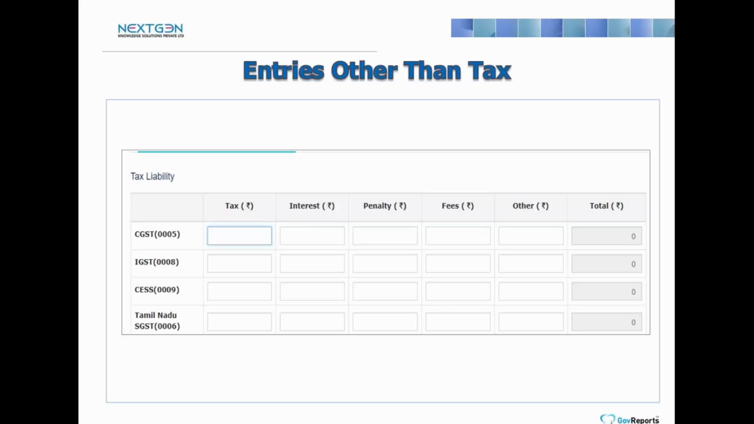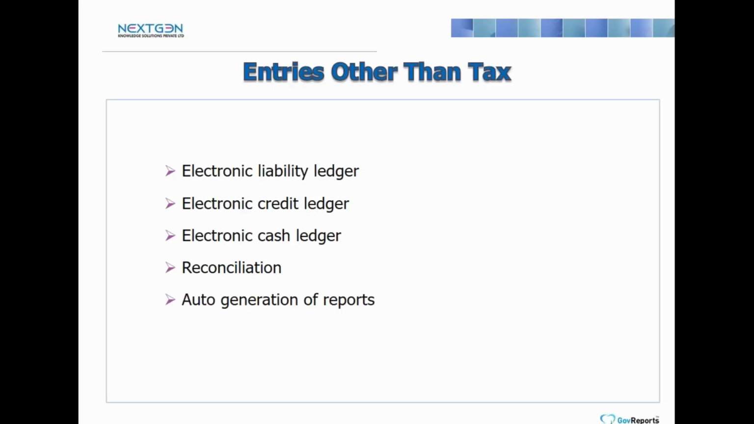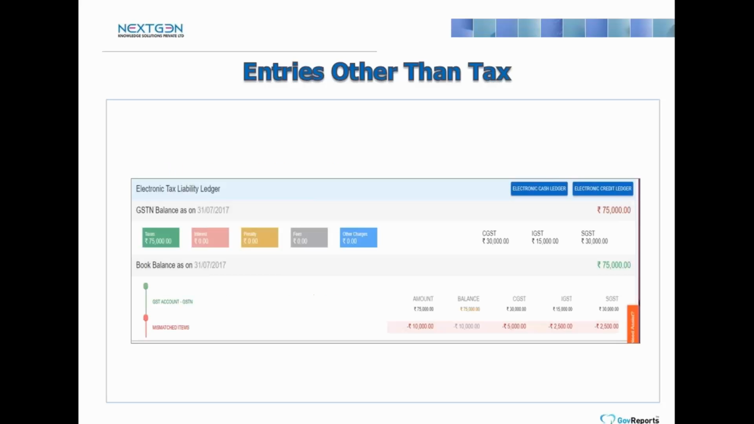Now, entries other than tax which could be there in the system could be for, say, interest, penalty, fees and others. And for tax there would be CGST, IGST, cess and state government tax, which is the Tamil Nadu state government tax. Now, for these entries, we will have the electronic liability ledger, electronic credit ledger, and electronic cash ledger, and for these three ledgers we'll have reconciliation and auto generation of reports. Now, let us start with the electronic tax liability ledger.